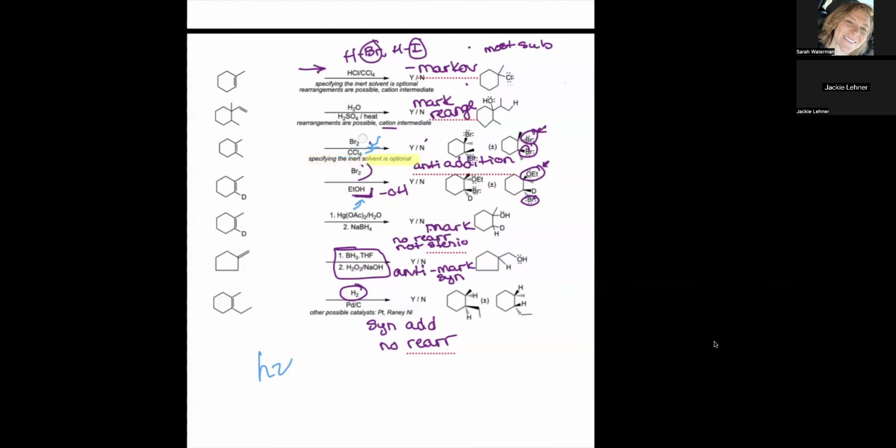Wait, that's the case when there's a chiral carbon? Yeah, it has to do with stereochemistry. I don't know, I get confused. No, that's okay.